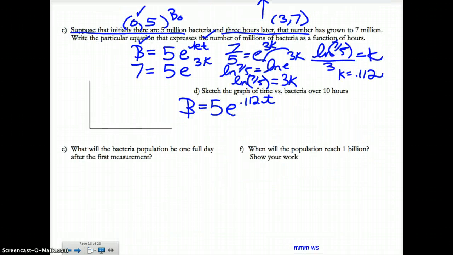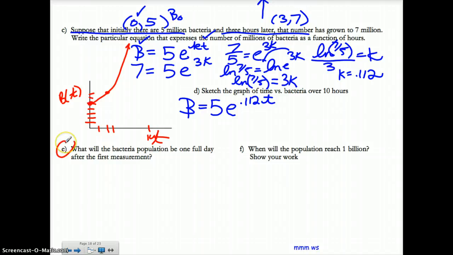And this says to graph it, but you guys have graphed exponential growth in other classes, so I'm going to do it really quick. We started off at 5 billion. This is time. This is bacteria after time. And we are here at 3. They said it was up to 7. And then you could go out to 10, and it's going to be very exponential growth model like this.